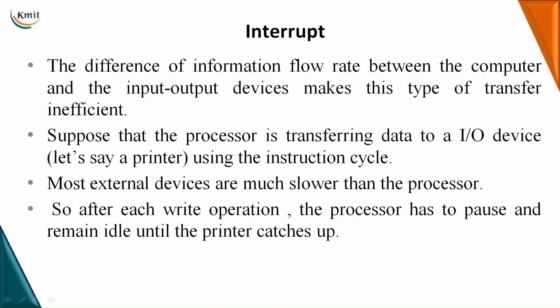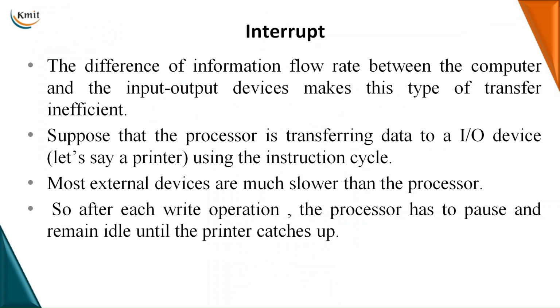So coming to an interrupt, the difference in information flow between the computer and the input-output devices makes this type of transfer inefficient. Suppose a processor wants to transfer data to an input-output device such as a printer. The input-output devices are very slow in transferring information compared to the speed of the processor. Most external devices are slower than the processor.